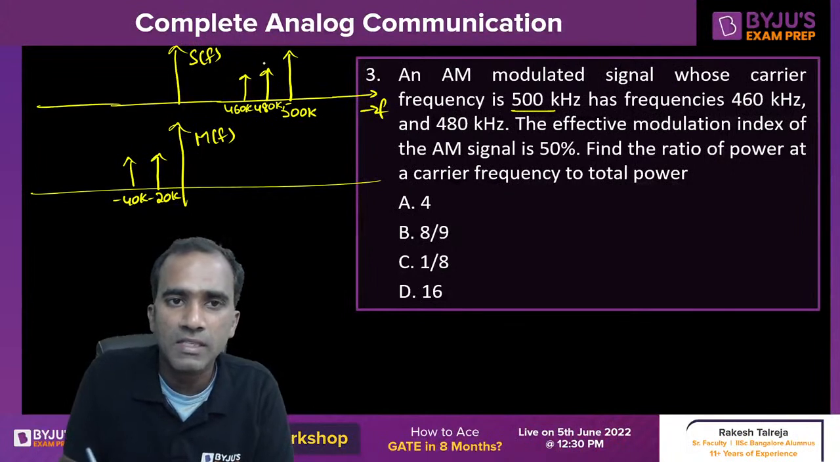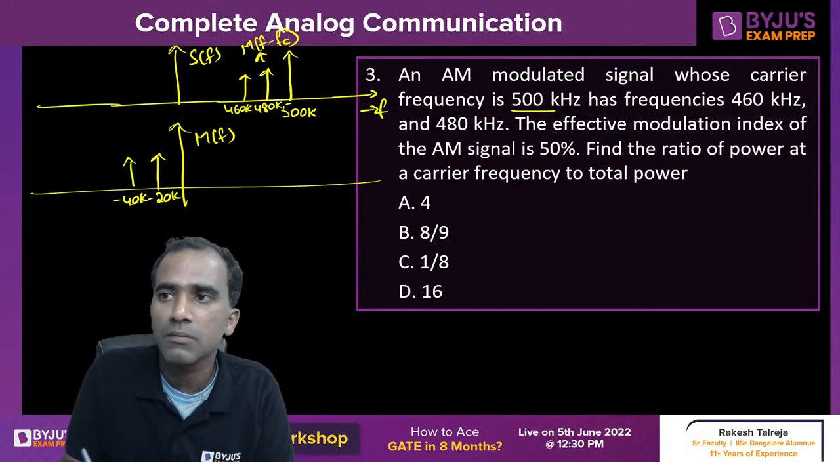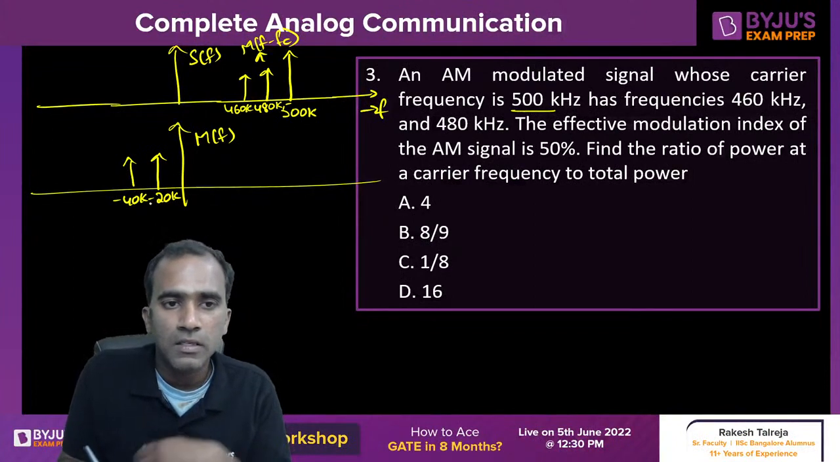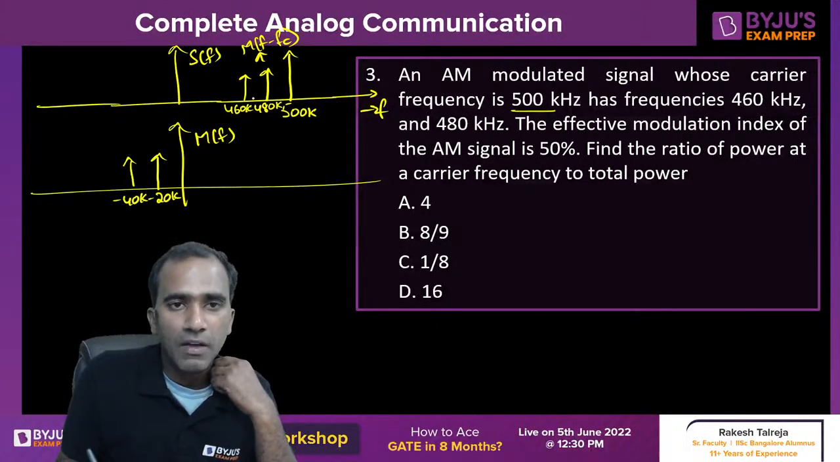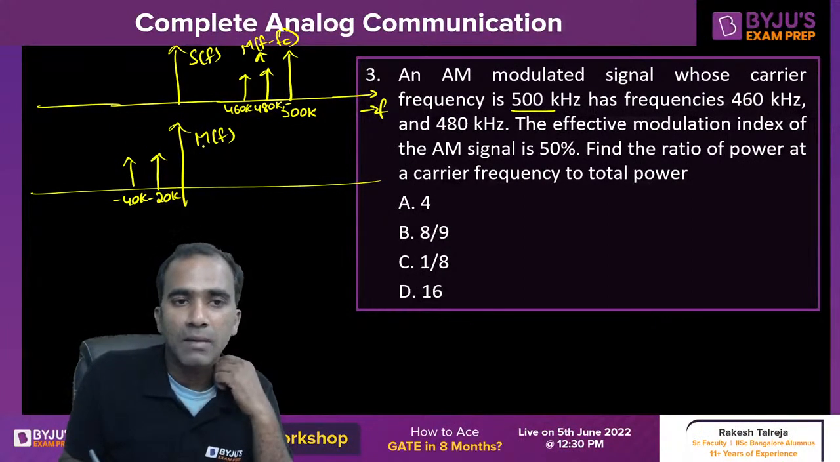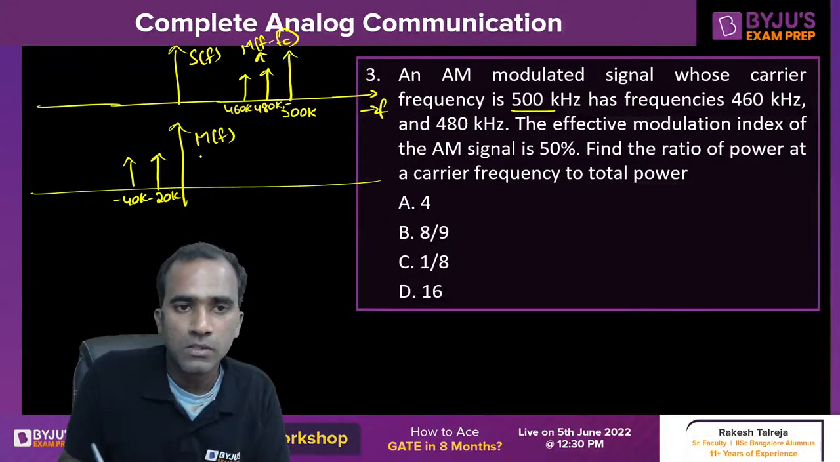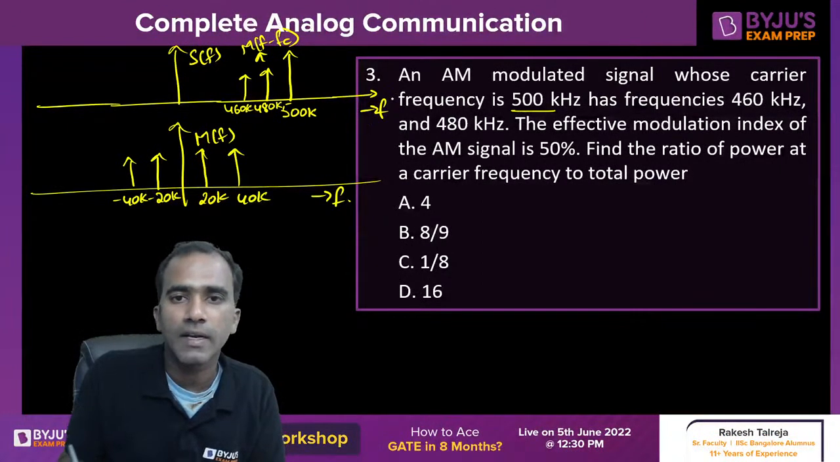We're talking about this is nothing but M of f minus fc. So we got these impulses because M of f has impulses at minus 20 and minus 40. But M of f will be symmetric with respect to the y-axis, so we should be having impulses at 20 kilo and 40 kilo as a function of f, right? So the other frequencies present are 20 and 40.